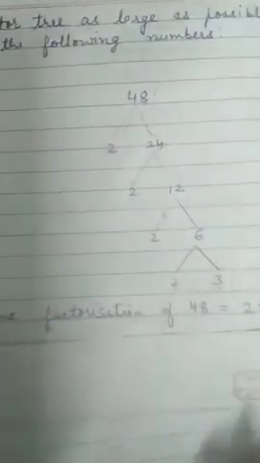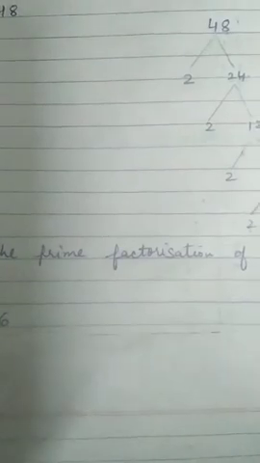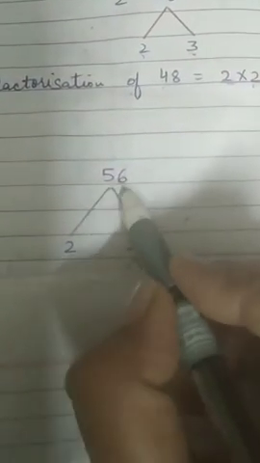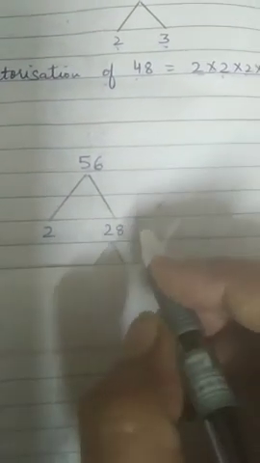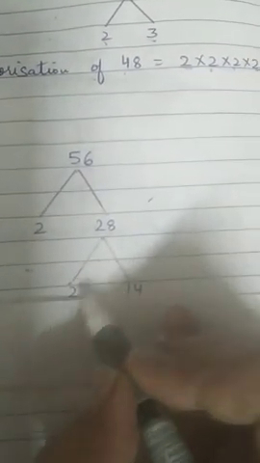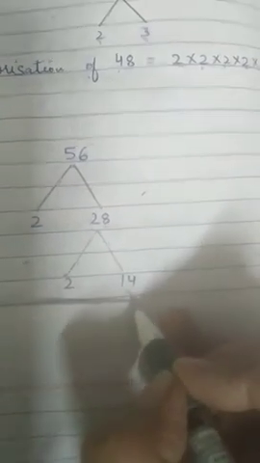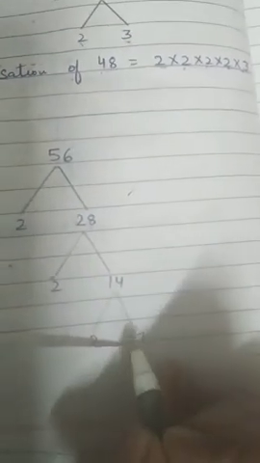Understand? Let's do one more part, that is the third part. The number given to you is 56. 56 again is an even number. So firstly 56 is divided by 2. When 56 is divided by 2, our quotient comes 28. When this 28 is divided by 2, our quotient comes 14. When 14 is divided by 2, our quotient comes 7.